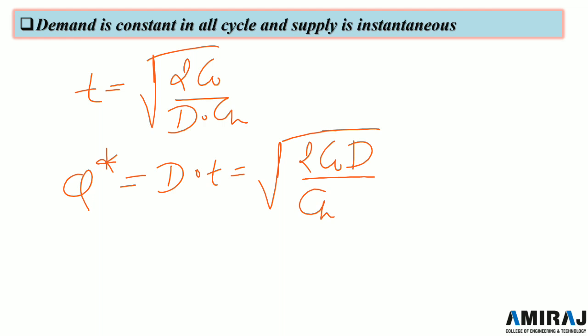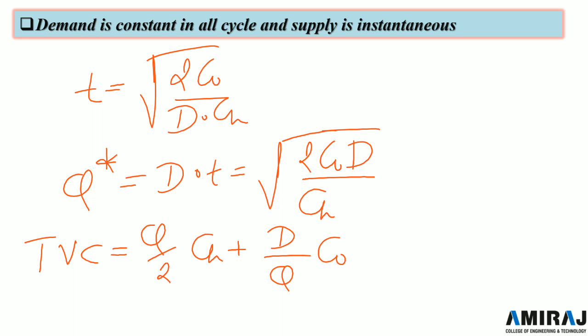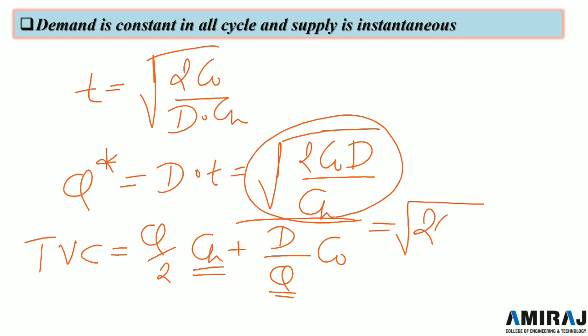divided by CH. Now based on the EOQ, the total variable cost TVC is equal to Q by 2 into CH, the holding cost, plus D by capital Q into CO, that is the ordering cost, and we know the value of CH and also the value of Q. So for the optimum value, if we put the values of CH and Q over here, we will get the square root of 2 CO D into CH, which is equal to the square root of 2 CO capital D into C into R.